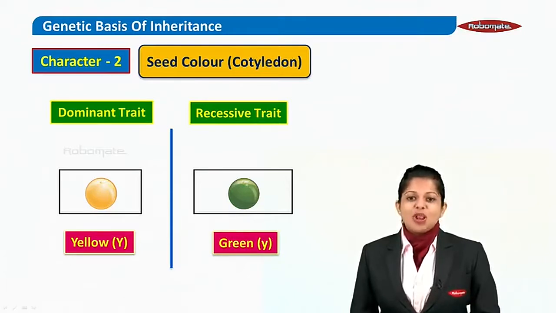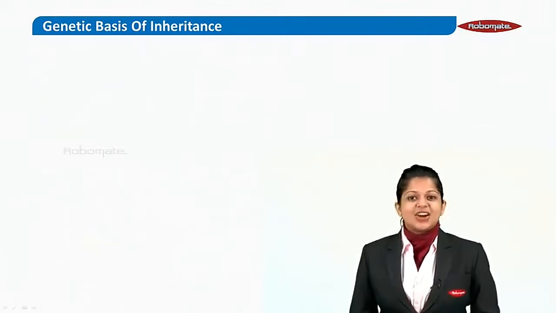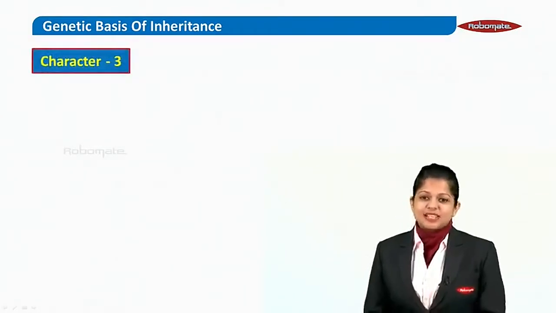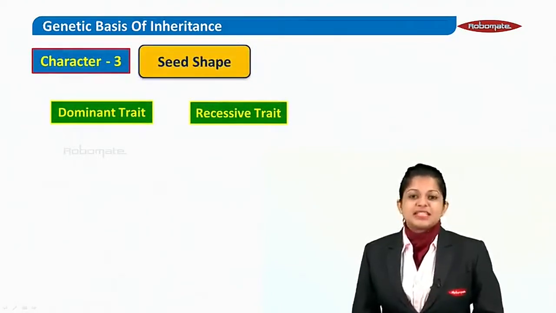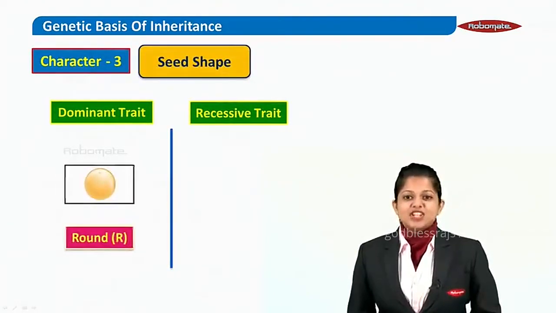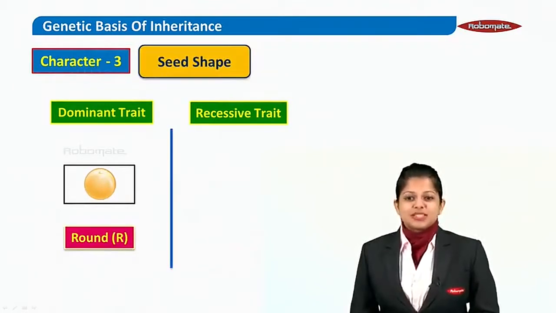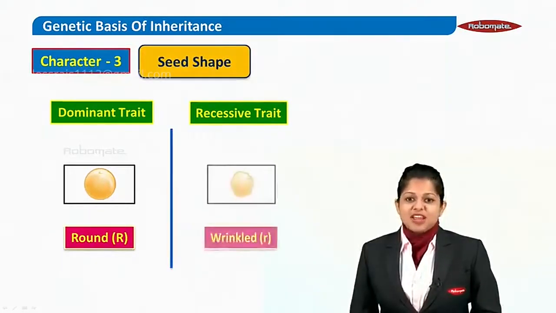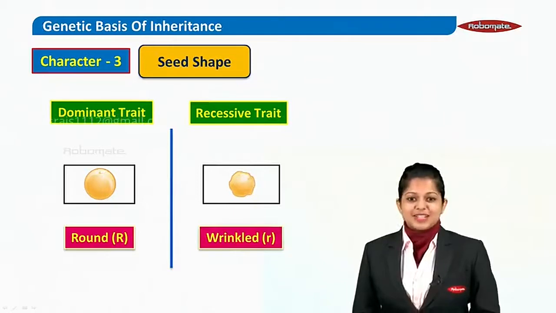Now let's see the third character Mendel chose for his experiment. That was seed shape. The seed shape dominant trait was seen to be round, whereas the recessive trait was seen to be wrinkled, where round was denoted by capital R, whereas the wrinkled was denoted by small r.